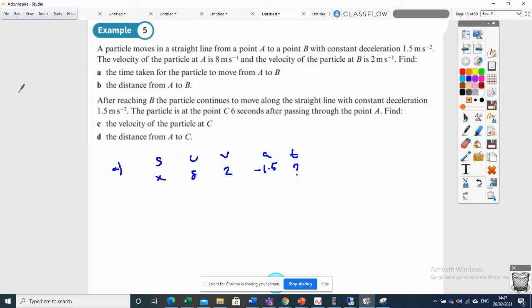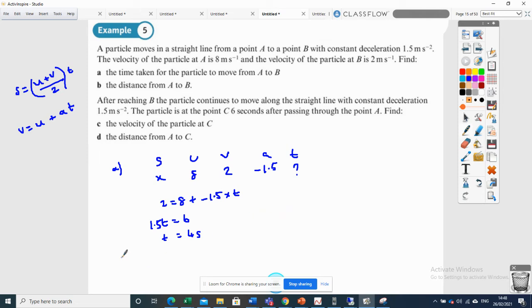Okay, what are our two formulas? S equals U plus V over 2 times T, and V equals U plus AT. Okay, so I haven't got S. I'm trying to find T, so I'm going to use this second one. So 2 is equal to 8 plus negative 1.5 times T. So I'm going to add on this 1.5T, take away that 2, and then divide by 1.5. That goes in 4 times, so T is equal to 4 seconds.